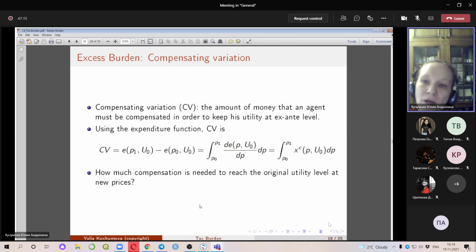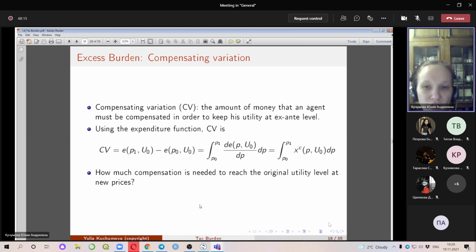Compensating variation is the amount of money that an agent must be compensated in order to keep his utility at the ex ante level. So here is the key: we want to make a transfer, or make a change in a price or introduction of a tax, in such a way that the utility of a consumer will be fixed at the ex ante level.